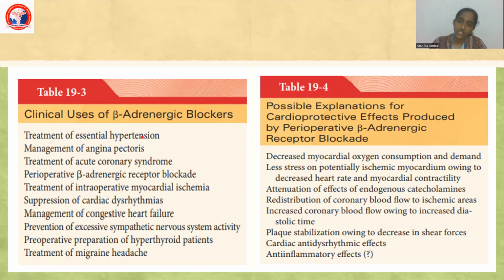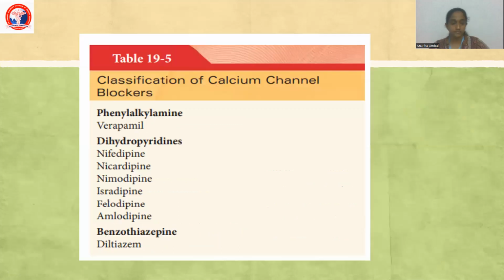Why does this cardioprotective effect occur? There is decreased myocardial oxygen consumption and demand. Since the demand is less, there won't be much strain on the myocardium. Its blood flow is also increased because there is vasodilation, because there is redistribution from the non-ischemic to ischemic areas, and the catecholamines are attenuated. It has an antiarrhythmic effect, an anti-inflammatory effect, and the membrane is also stabilized. So overall, beta blockers have a strong cardioprotective action.